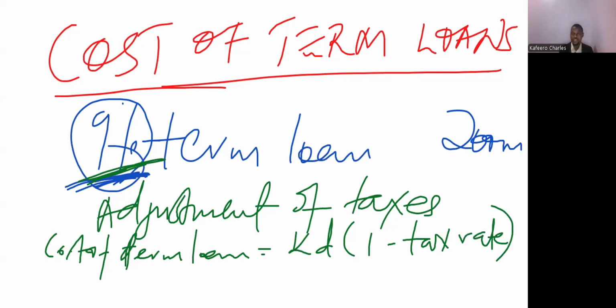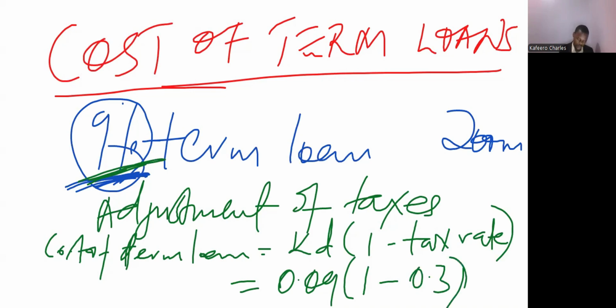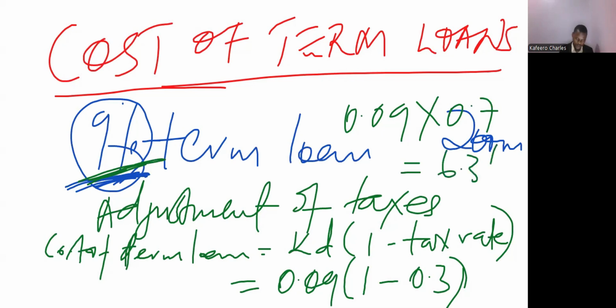If they have given, let's say, a tax rate of 30%, you make sure that you put 9%, which is 0.09, times 1 minus 30%, which is 0.3. So that means it is going to be 0.09 times 0.7. And this will give you a percentage of 6.3%, which is roughly 6% if you round off.